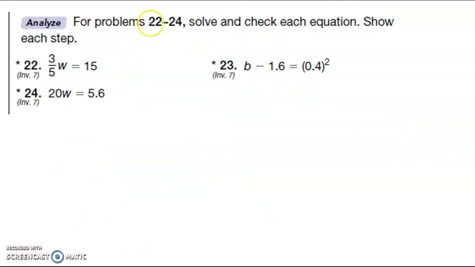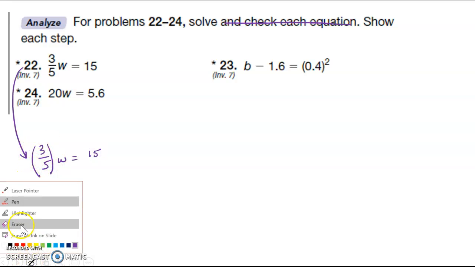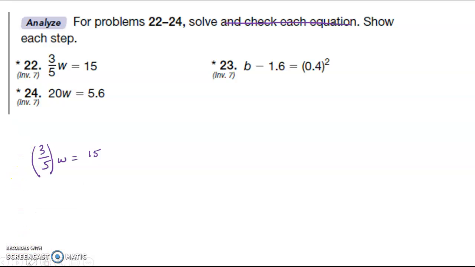All right, so this says to solve and check. You know how I feel about that. We're going to solve each one. Again, you might want to put one of these in your spiral so you remember how to do it. But whenever you have a fraction, we're going to multiply by the reciprocal. Let me erase just a little bit. Yeah, that works fine.